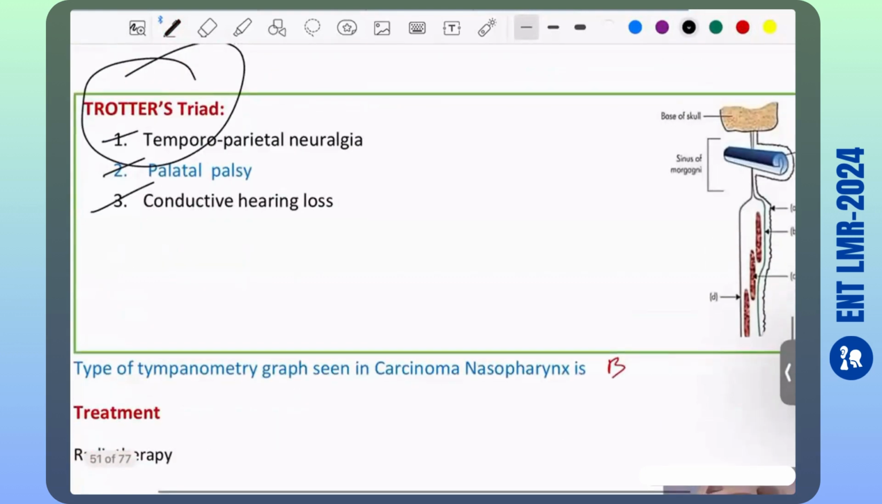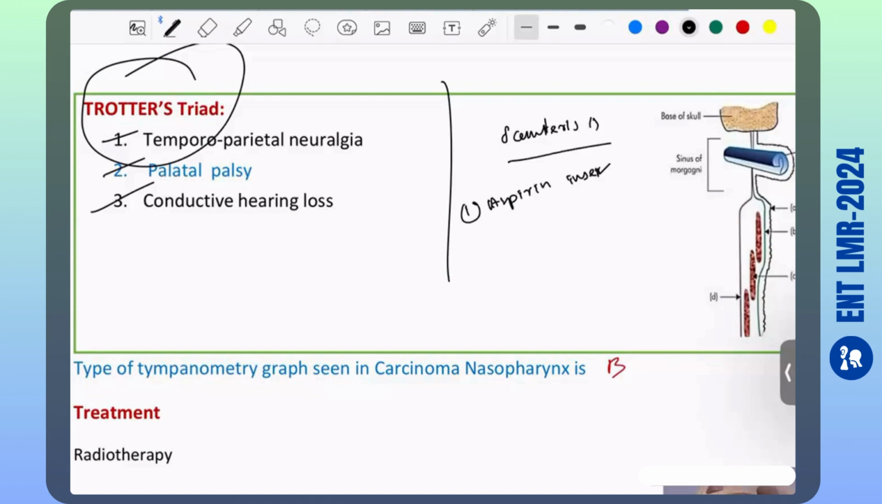The other triad they may ask is Samter's triad. Aspirin insensitivity, seen in the nose, bronchial asthma, and nasal polyp. So this is Samter's triad. Trotter's triad and these two are the only triads they may ask in ENT. Trotter's triad is due to CNS suffering. Samter's triad is due to some nasal pathology, sinusitis.